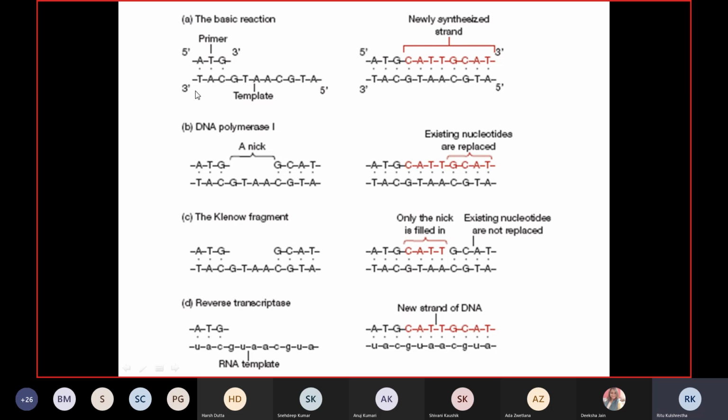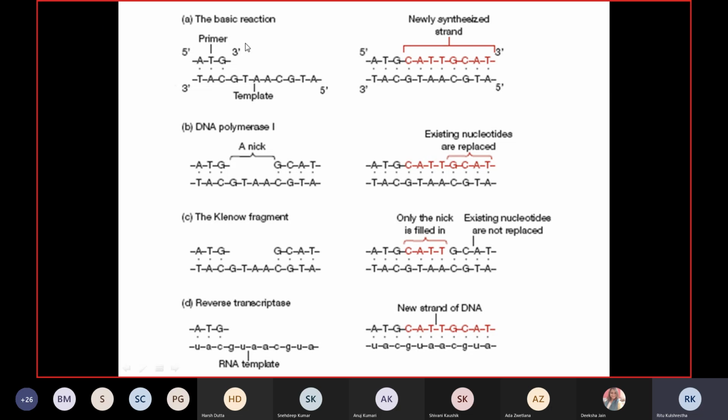So in any DNA polymerization reaction, you will always require a primer, which is unlike the case of RNA polymerases. In case of RNA polymerases, it requires DNA as the template and it does not require a primer. It can just start de novo from here. Okay, so that's the one major difference.